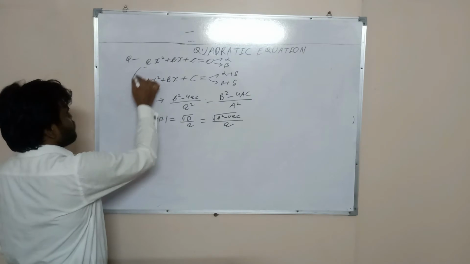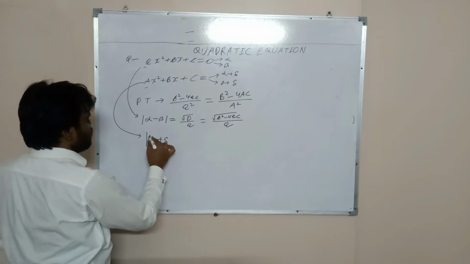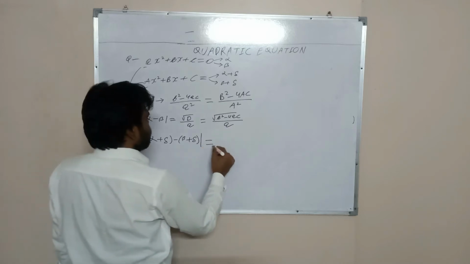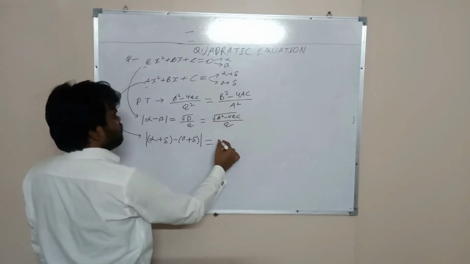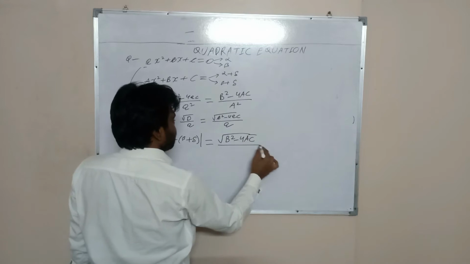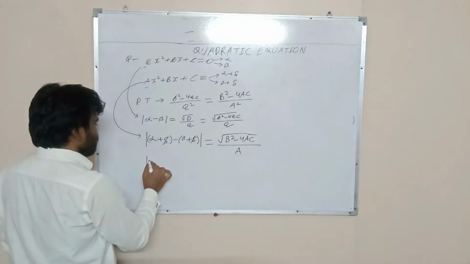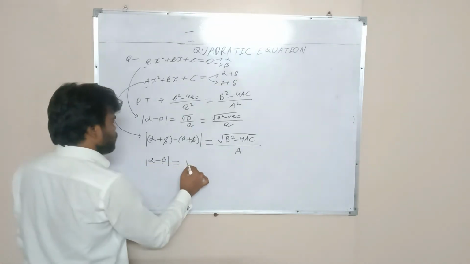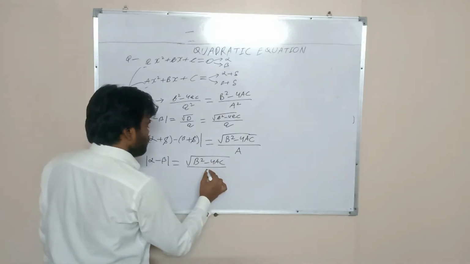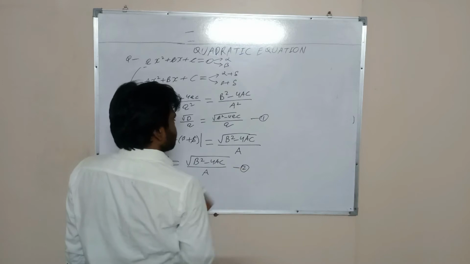And from the second, we can write alpha plus delta minus beta plus delta. This will be equal to root under b square minus 4ac upon a. Now we see delta gets cancelled. So overall, mod of alpha minus beta is equal to square root of b square minus 4ac upon a. Now we can name it as equation 1, and this as equation 2.